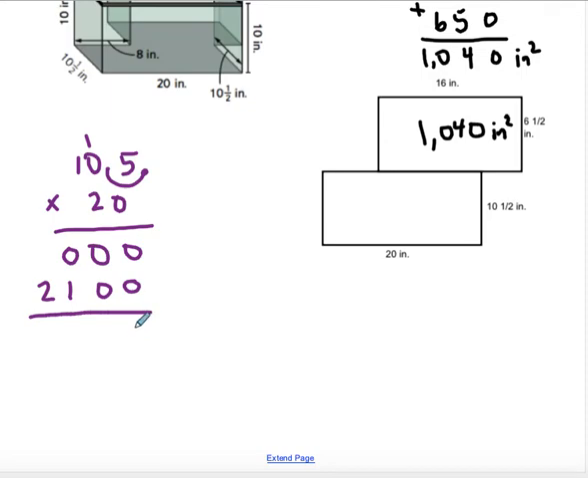Add these up. 0 plus 0, 0. 0 plus 0, 0. 0 plus 1 is 1, and 2 plus nothing up here is 2. Now, do not forget to move your decimal point back 1 bunny hop. Gives us 210 inches squared. Like that.